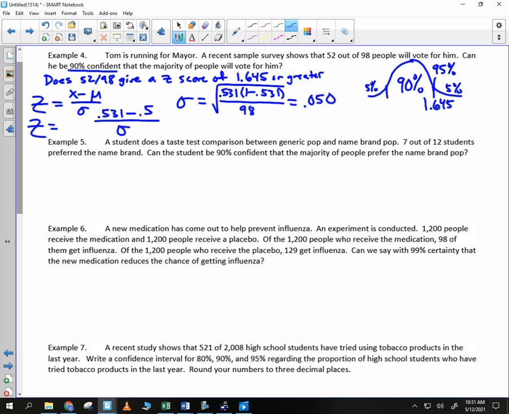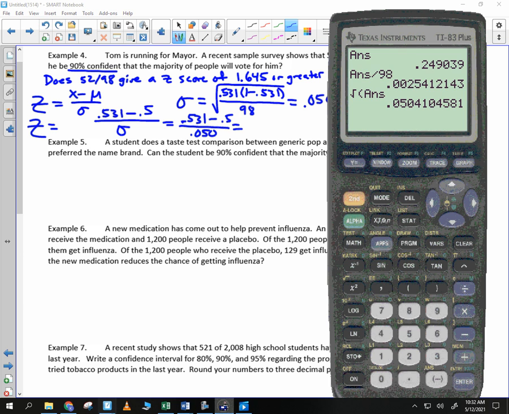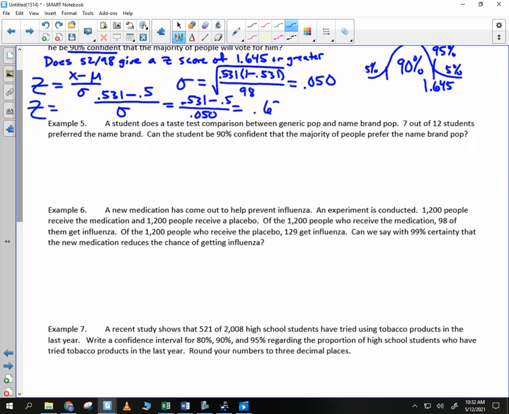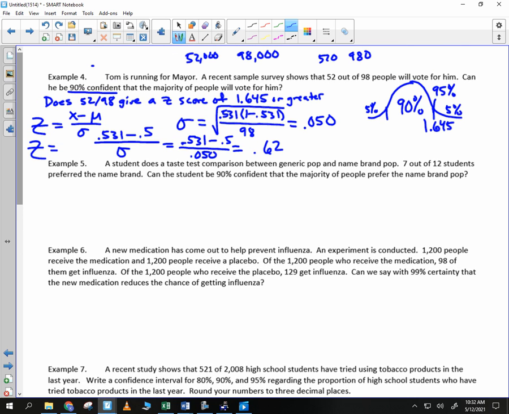So I've got 0.531 minus 0.5 divided by 0.050. And that's going to give me my z-score. 0.531 minus 0.5, I press enter to get 0.031. And I divide it by 0.050. And I get 0.62.